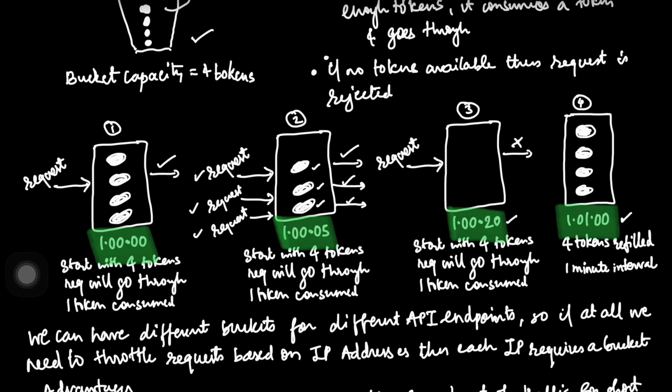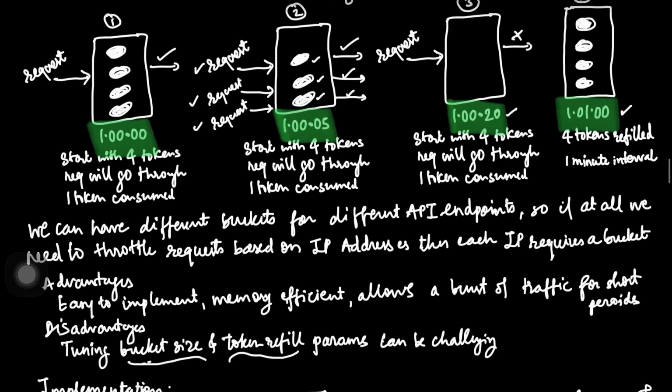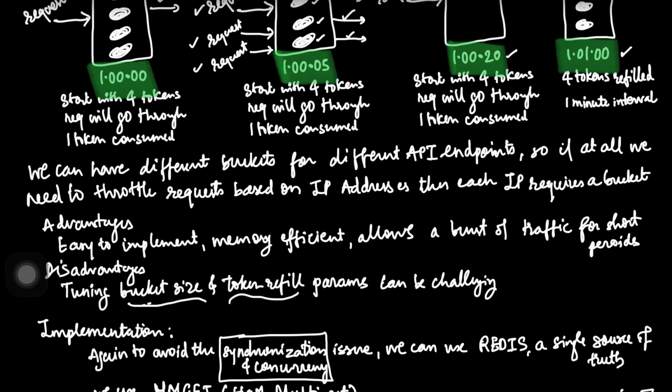What makes this algorithm so powerful is its flexibility. It is incredibly scalable because we can have different buckets for different API endpoints. If we need to throttle based on IP addresses, then each unique IP simply gets its own virtual bucket to track its own quota. Now talking about the trade-offs, the advantages and disadvantages, this is why it is an industry standard: token bucket is used in almost all rate limiting algorithms.